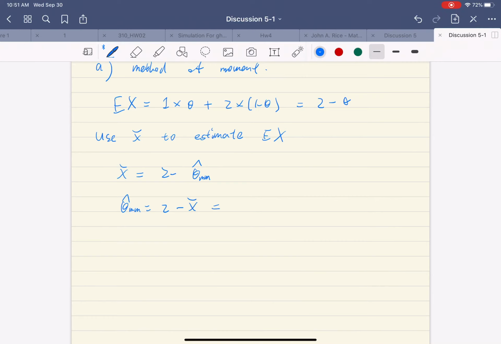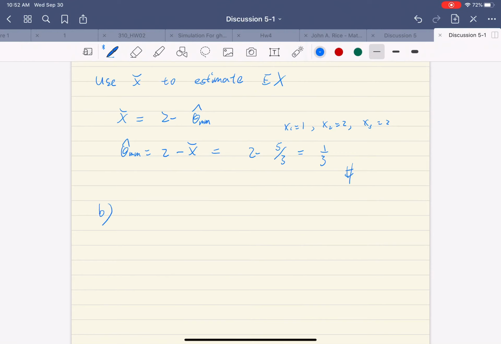And we have data S1 equal to 1, S2 equal to 2, S3 equal to 2. So that means S bar is 5 over 3. So theta hat is 2 minus 5 over 3, which is equal to 1 over 3.